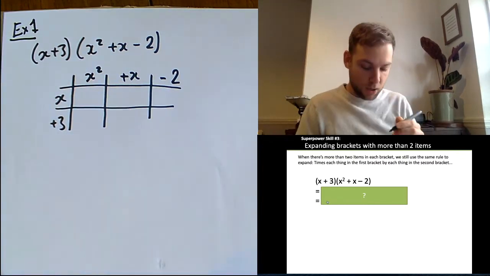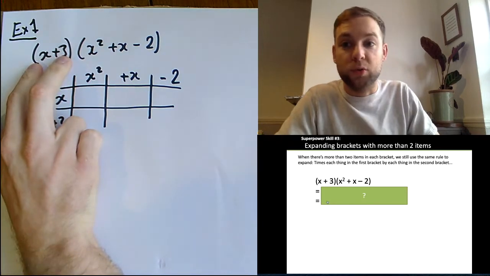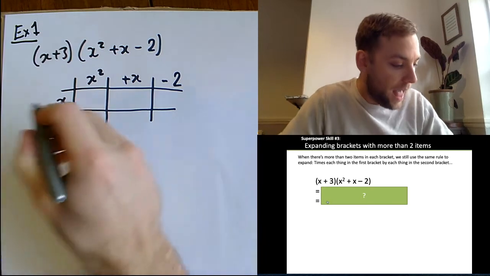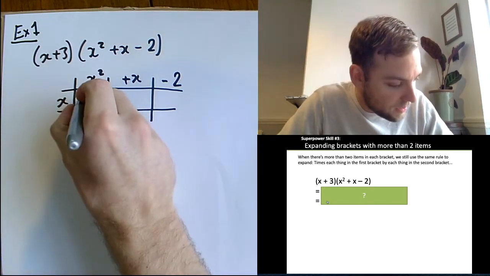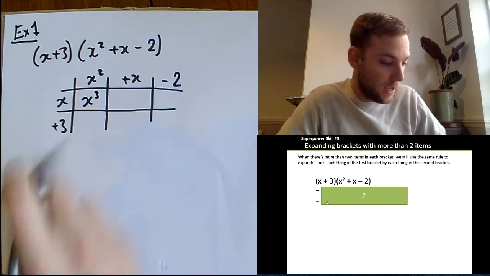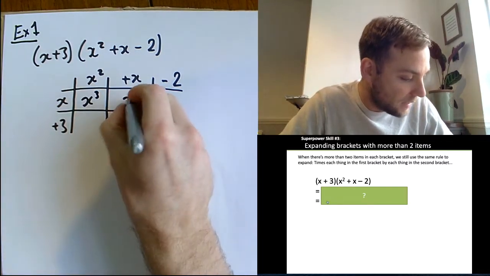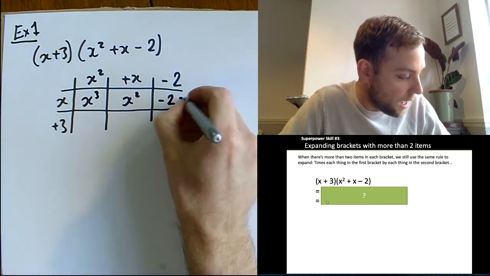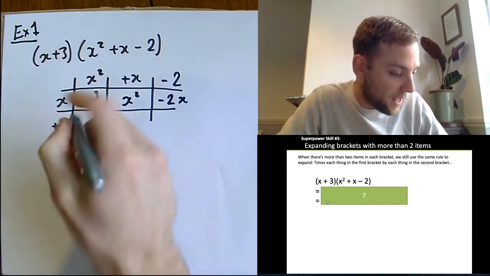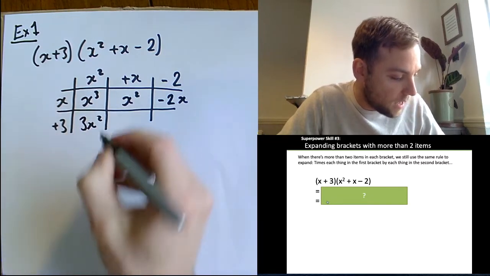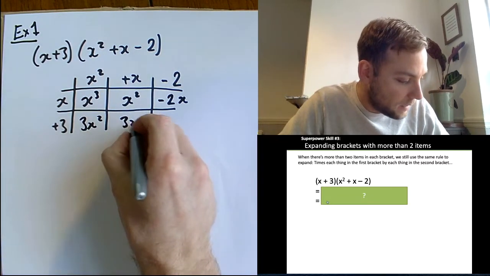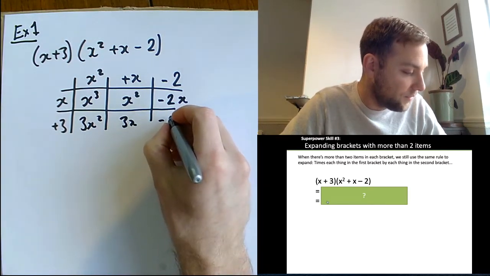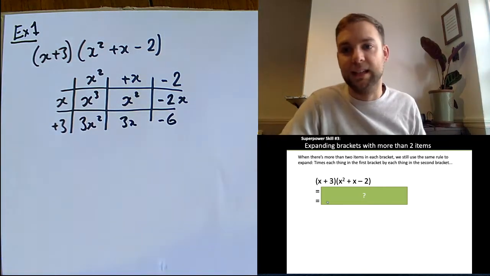And then remember, this means we've got x plus 3, lots of this. So we're timesing by those. So here we've got x times by x squared, which is x cubed. X times by x, which is x squared. X times by minus 2, which is minus 2x. 3 times by x squared, which is 3x squared, 3 times by x, which is 3x, and 3 times by negative 2, remember a positive times by a negative is a negative value, which is minus 6.